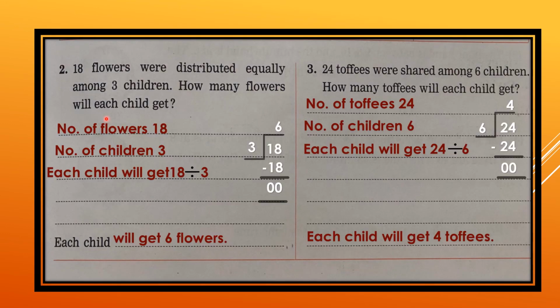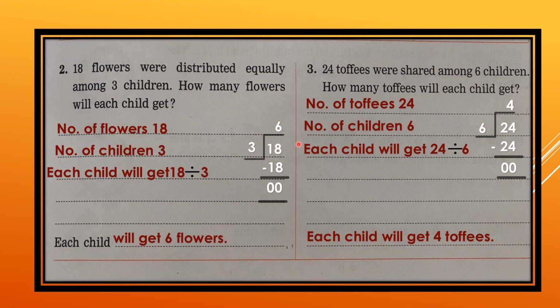Here we have some word problems. 18 flowers were distributed equally among 3 children. How many flowers will each get? So firstly you write the number of flowers there are, 18. And how many children are there? 3. So we have to divide.